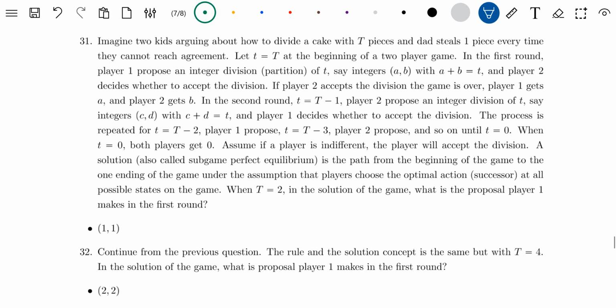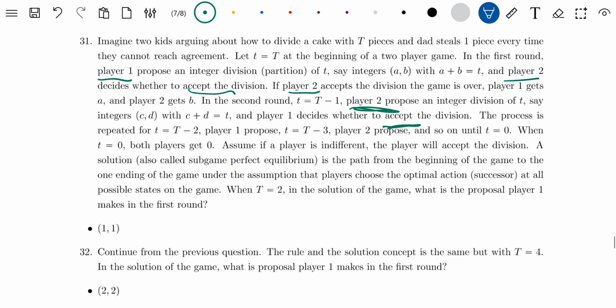Okay, so now we are doing the bargaining question. We have a cake with size t, and each time kid 1 would propose, kid 2 accepts or rejects, and then kid 2 would propose, and kid 1 would accept or reject.